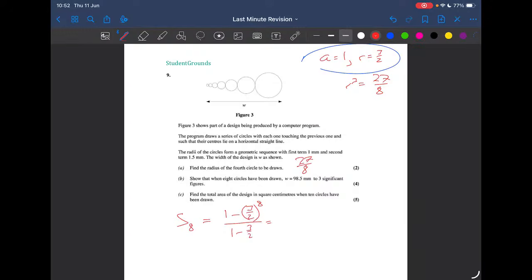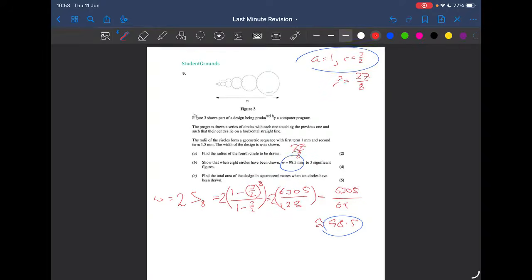Let's plug this in, see what we get. 1 minus 1.5 to the power of 8 over 1 minus 1.5. I get a number of 6305 on 128. That looks good. And then from this one, you think that's going to be for all the radii, but W is equal to 2 times that. So it's 2 times all of that. So it should be 6305 on 64. What number is that? It is 98.5-ish, which is what they wanted.